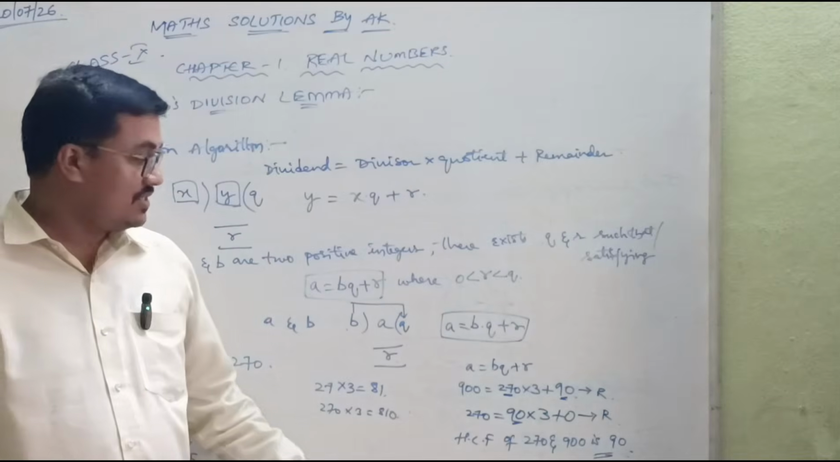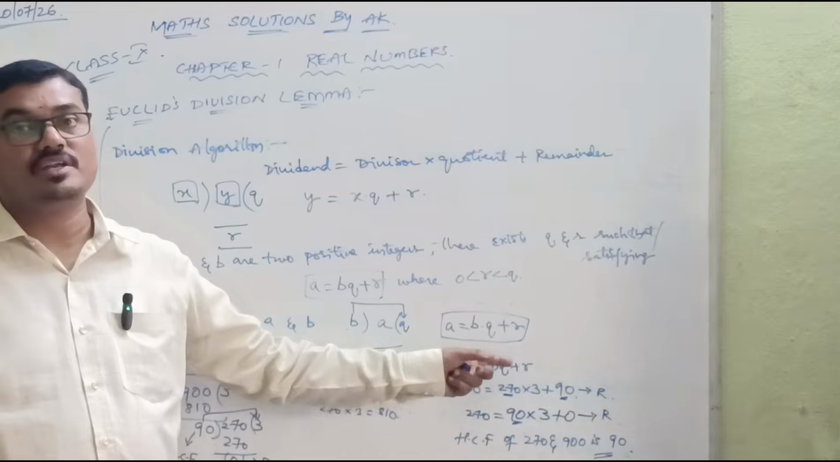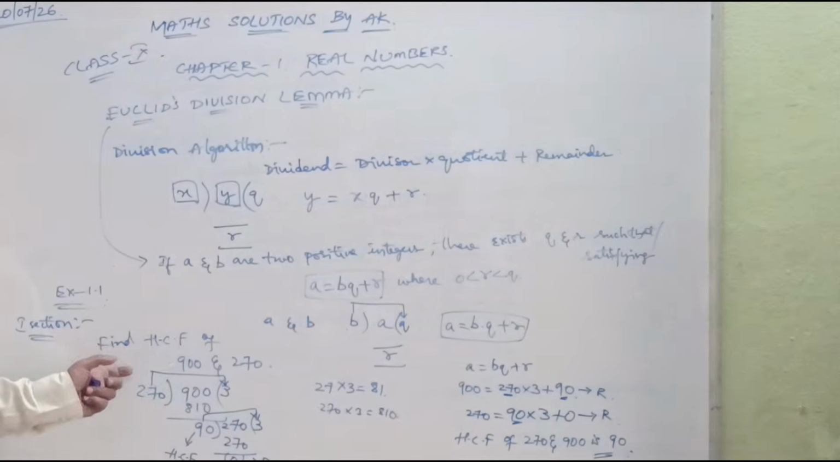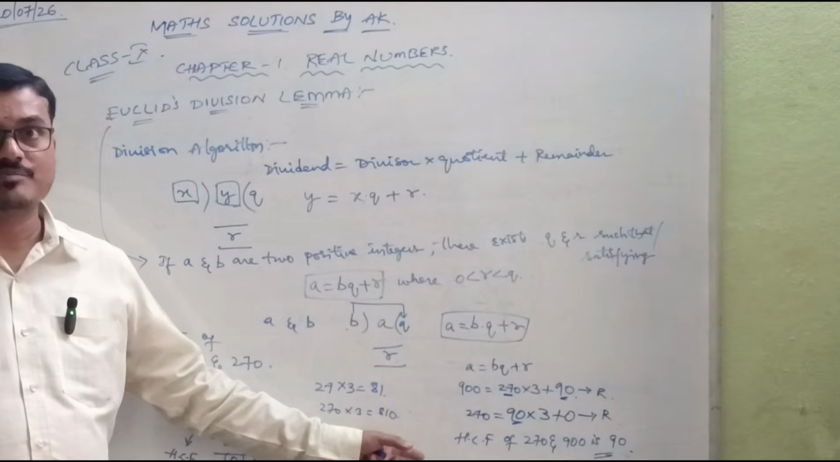So this is the concept: a is equal to bq plus r is your Euclid's division lemma, and this is how to use it for finding the HCF of two numbers. I hope you understood this method.